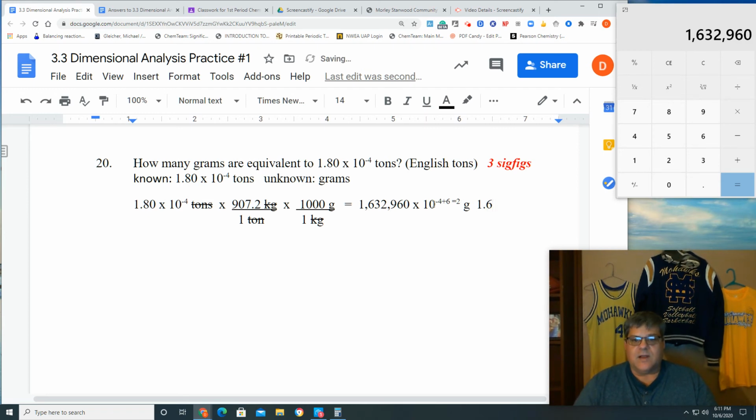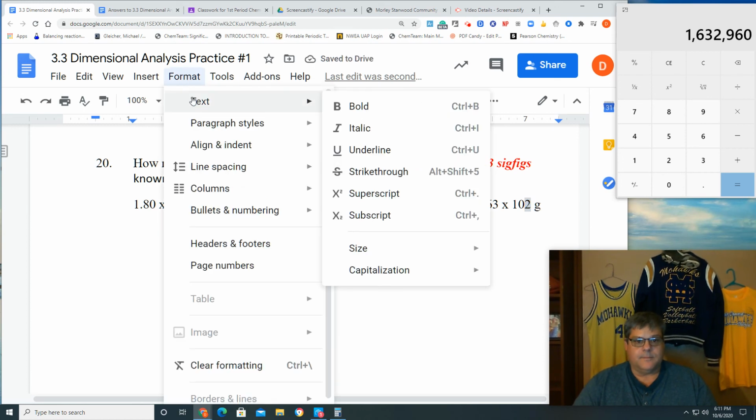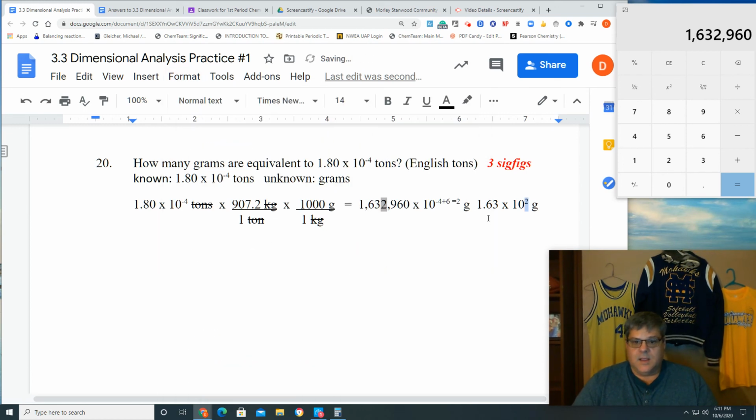So when I put my correct answer in there, it should be 1.6. And we're going to go ahead and round here already. 3 significant figures there. That means that the 2 says we are going to just drop that off. So it's 1.63 times 10 to the second, and that's going to be grams. Make this a superscript. And there's our answer.